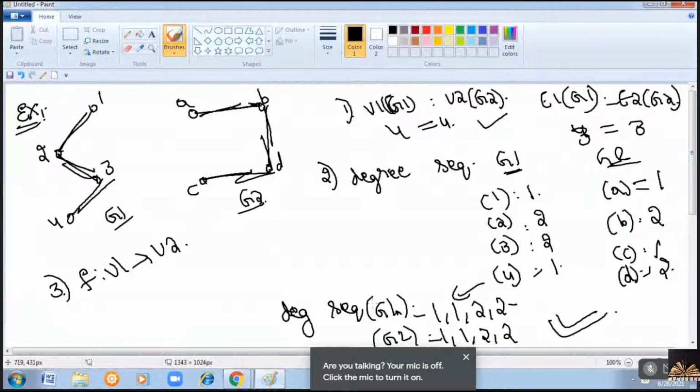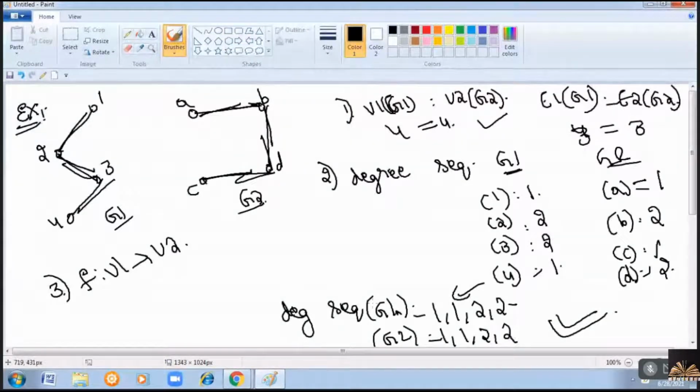You just take the degree sequence, draw the diagram and take the degree sequence. That's it. Shall I move on?